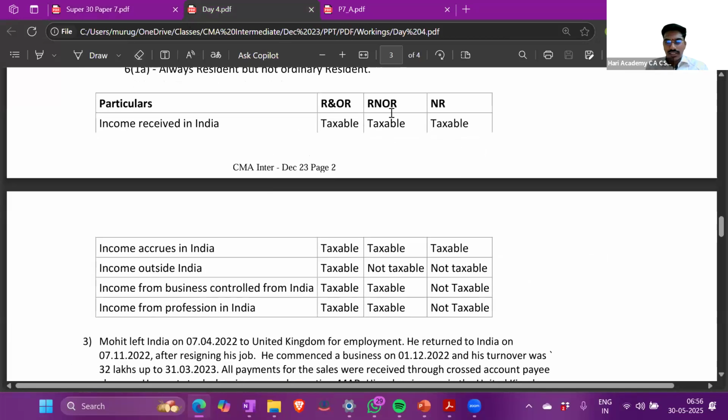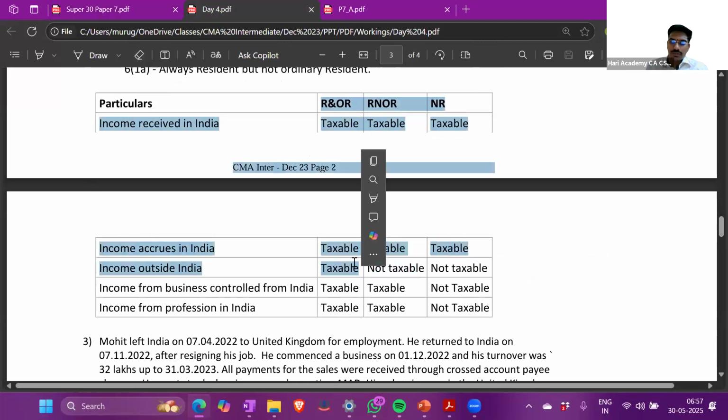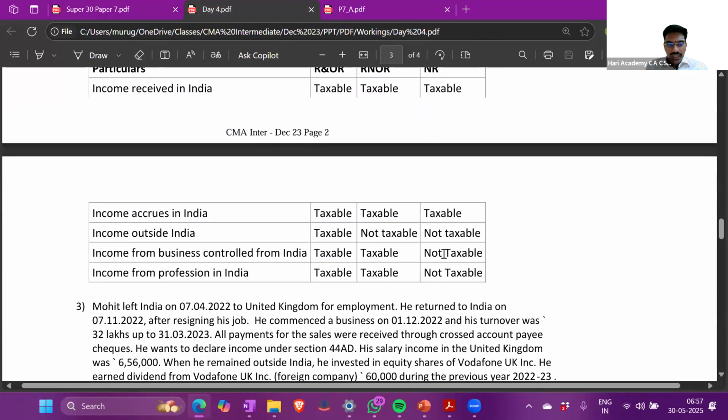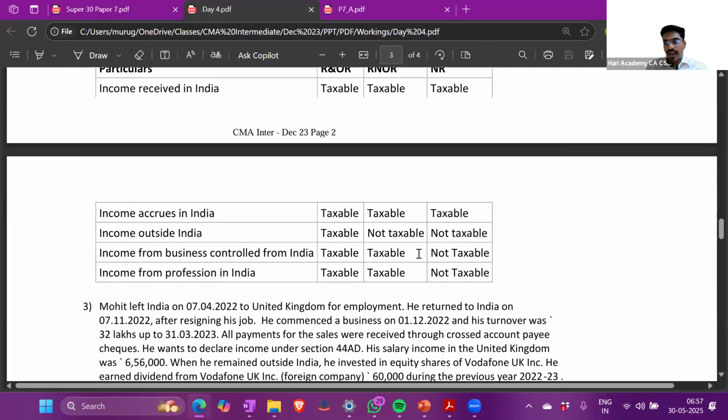So particulars: resident and ordinary resident, resident but not ordinary resident, non-resident. If the income is received in India, it is taxable for all three. So whatever income is received in India and accrued in India, it is taxable for all the 3 types of persons. If the income is received outside India, it is taxable only for resident and ordinary resident, and it is not taxable for resident but not ordinary resident, and also non-resident.